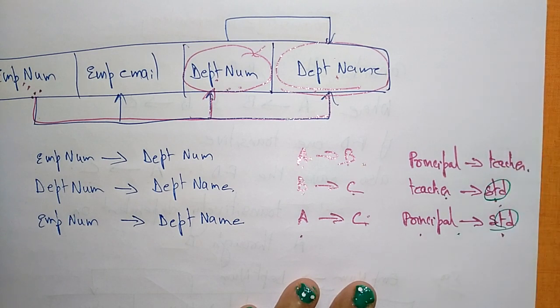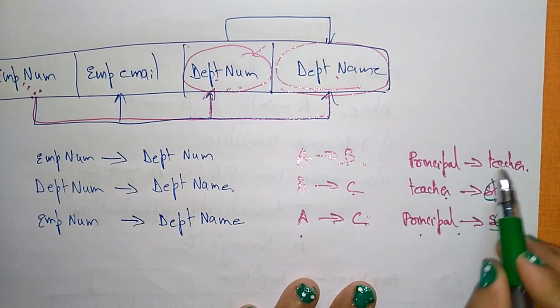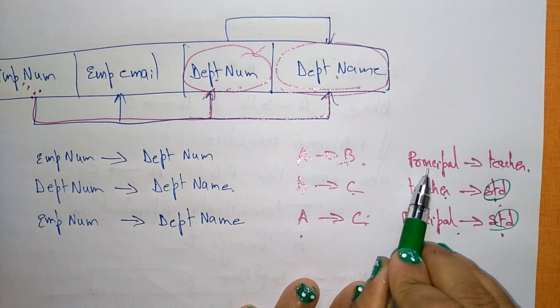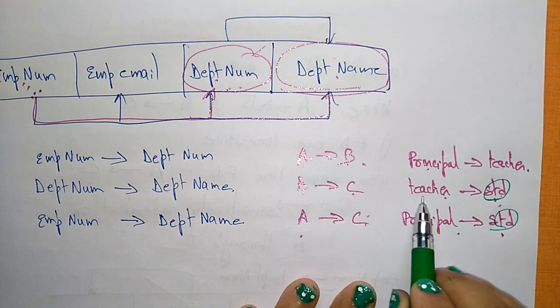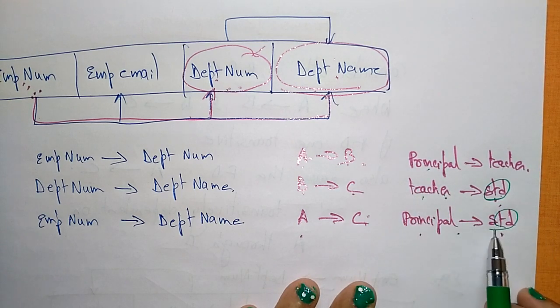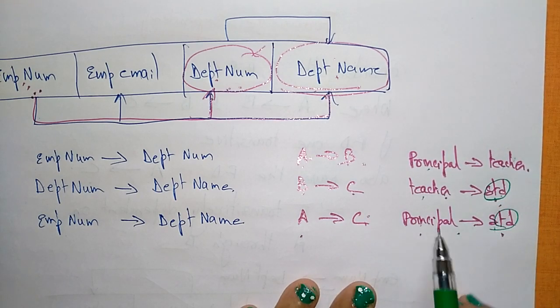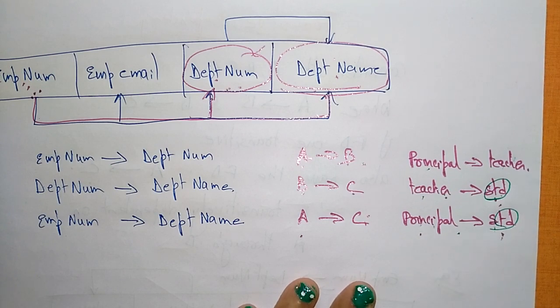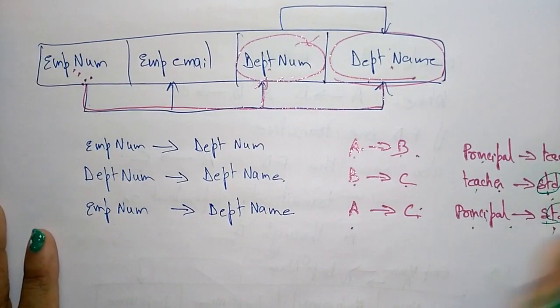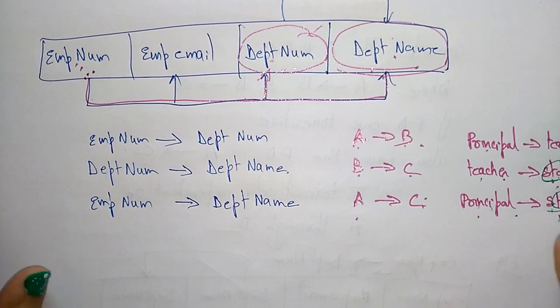So this is a transitive property. Whenever the teacher follows the words of the principal, and the student follows the words of the teacher, the student has to follow the rules of the principal also. So A determines B, B determines C, and A determines C. Okay. So this is the transitive dependency.